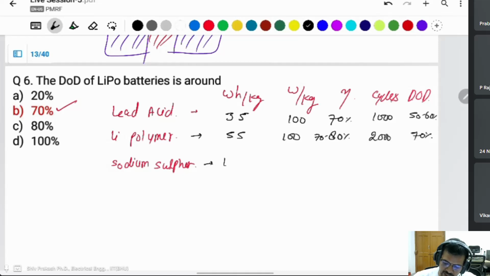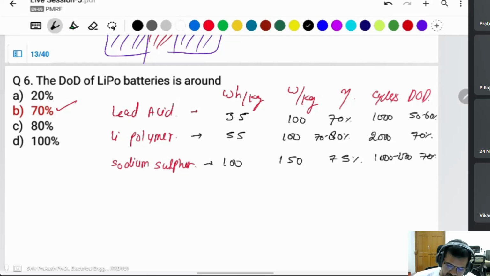Sodium sulfate is also very high, 100 watt hour per kg. It will take very little space and less weight. This will be 150 watt per kg. Efficiency is also good, approximately 85%. And cycles will be 1000 to 1500 like that. It will also be 70%.